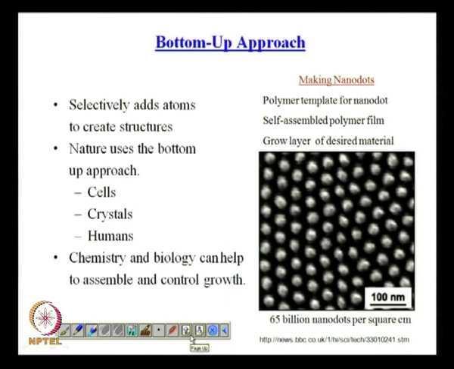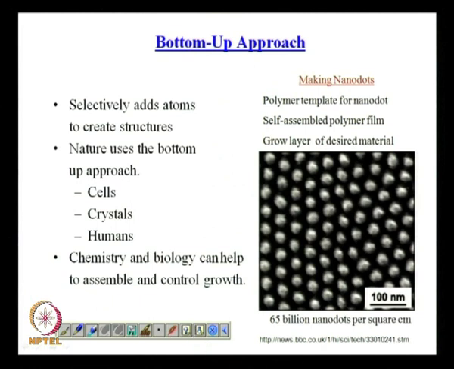There are certain polymers which have a peculiar tendency to combine with each other at the molecular level, and they will follow a specific structure and remain in that structure for quite a length of time, and they are inert. Once you make them, they are inert. So, you can start the process by selectively exposing certain areas for the growth of these self-assembled polymers. Here is an example where you have 65 billion nanodots per square centimeter.